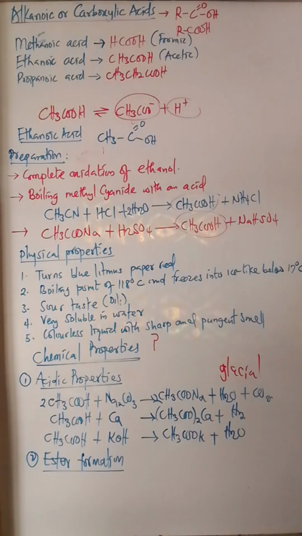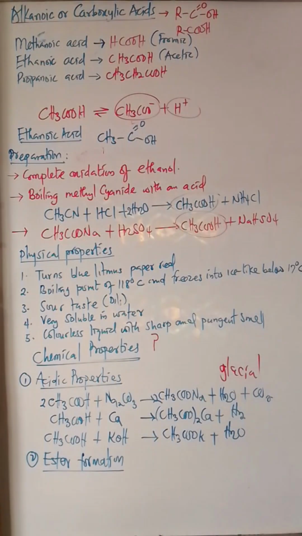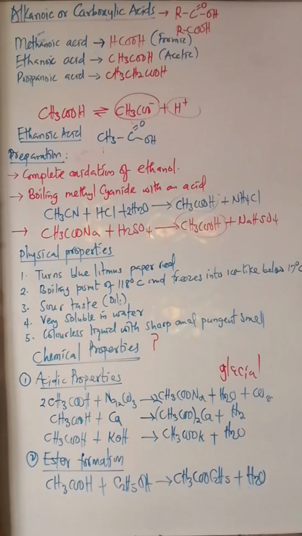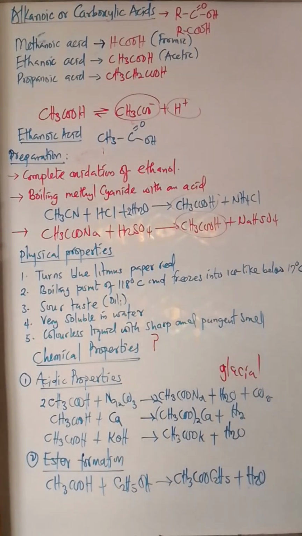Second is ester formation. Recall, part of the chemical property of alkanol is that they react with alkanoic acids to give what? Esters. If you reverse it, the same thing goes here. When alkanoic acid reacts with alkanol, they form esters, and water is also produced. The ester formed here is ethyl ethanoate.